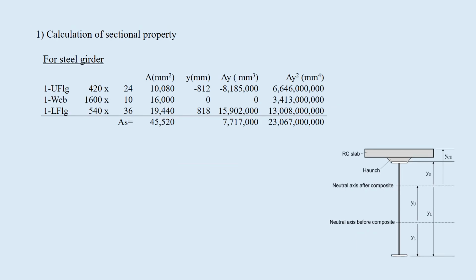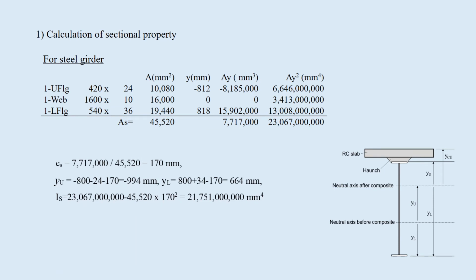Let's calculate sectional property of the steel section, which consists of the upper flange, web, and the lower flange. The section is not symmetric, so we have to find the position of the neutral axis. At first, the neutral axis is assumed at the web center. Then the eccentricity es from the actual neutral axis is obtained by Ay over A. yu, yl, moment of inertia, Is, are obtained like this.